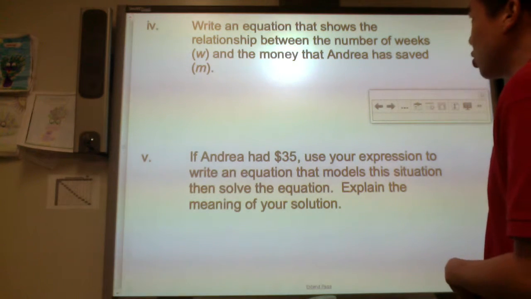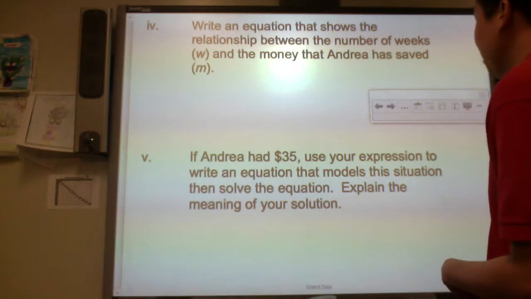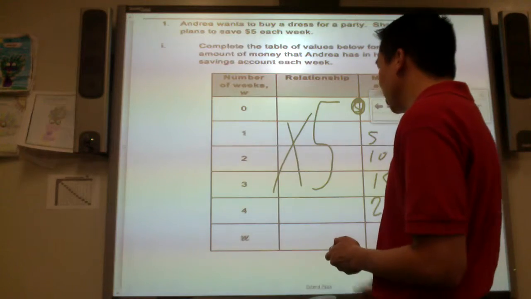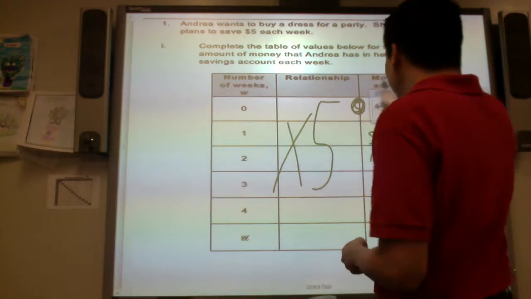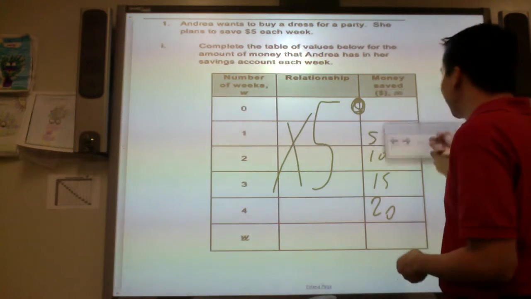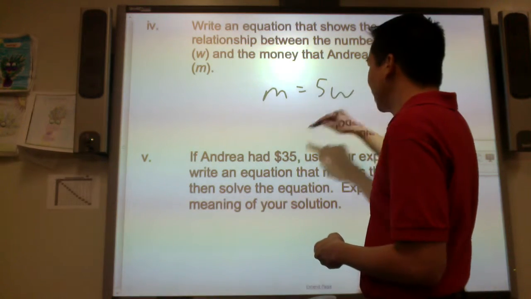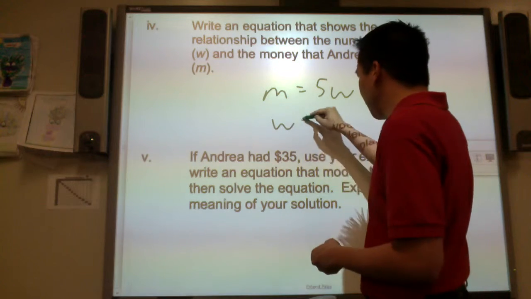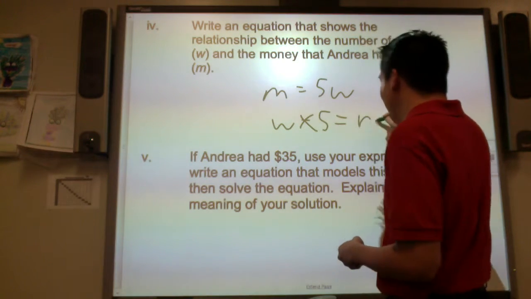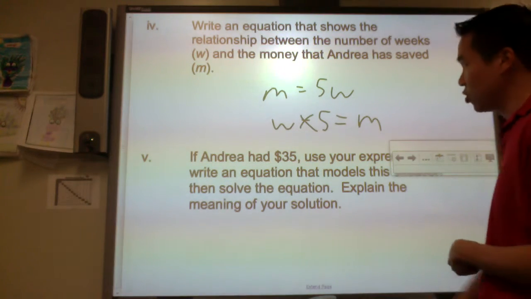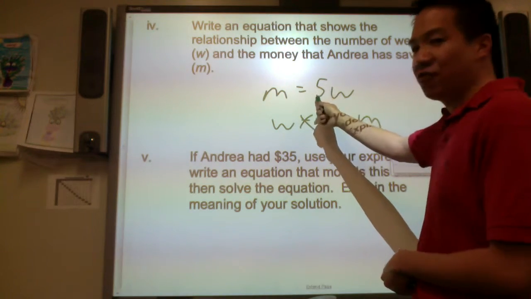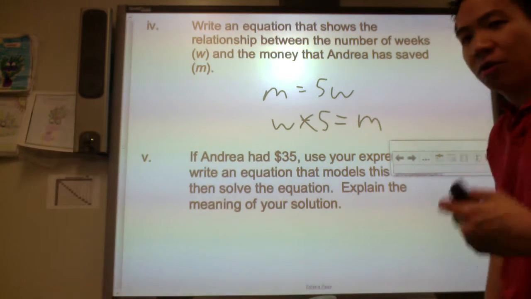Write an equation that shows the relationship between the number of weeks and the money. So you're multiplying 5 by the number of weeks, and it equals the amount of money earned, M. So M equals 5W, or you can do W times 5 equals M. All of these mean the same thing. So the money she makes is equal to 5 times the number of weeks, at $5 per week.